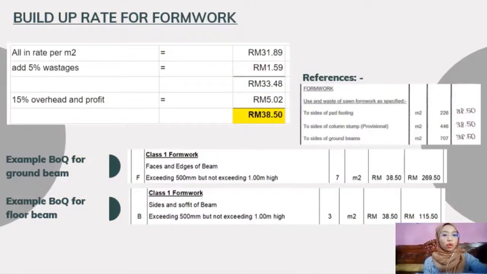Next is formwork. The first one to be calculated is the all-in rate per meter square for formwork. Then, like always, add on the wastages, overhead and profits. The example of the all-in rate in the slide is taken from a BQ.